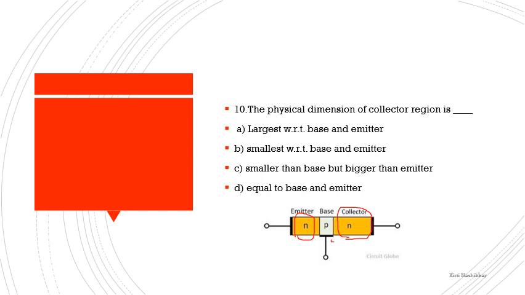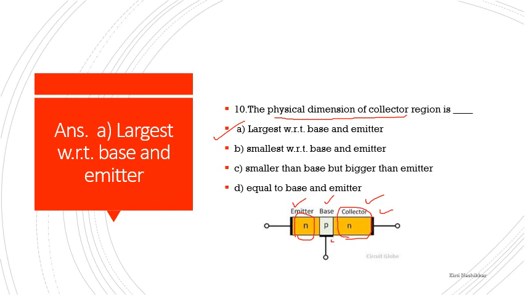But if we are talking about the doping density, then emitter's doping density is highest, collector's doping density is moderate, and base is again lightly doped. So the size of the collector is large, but its doping density is moderate. So here we are talking about the physical dimension of collector. So that's why option A is the correct one. It is largest with respect to base and emitter.